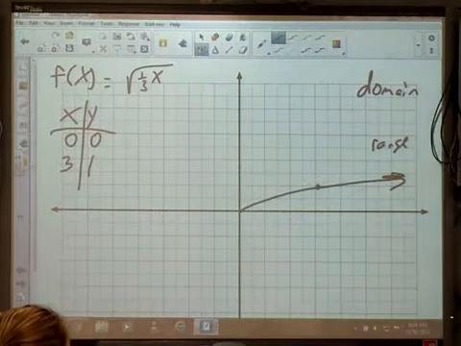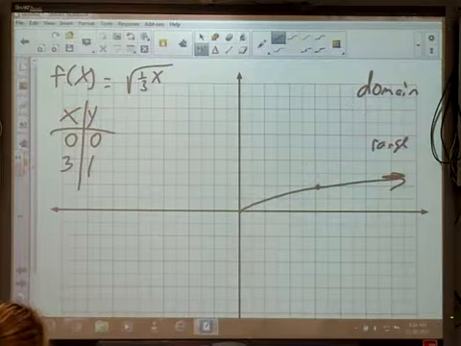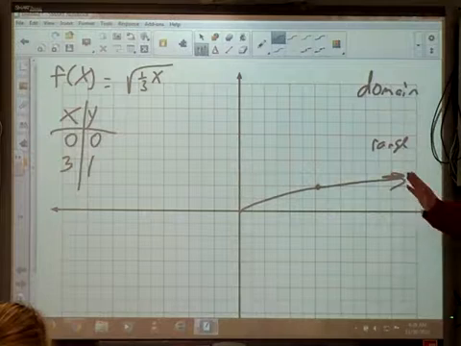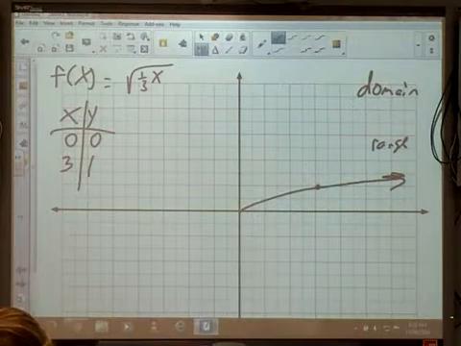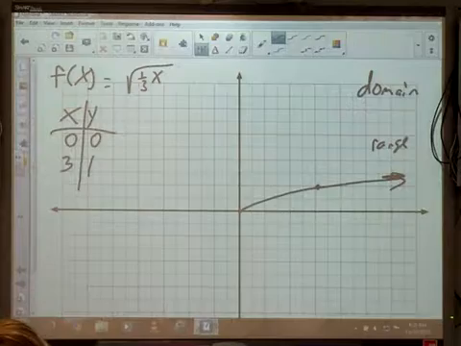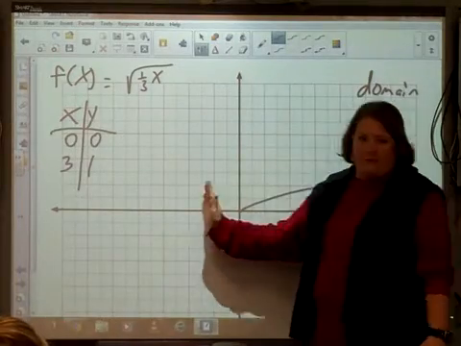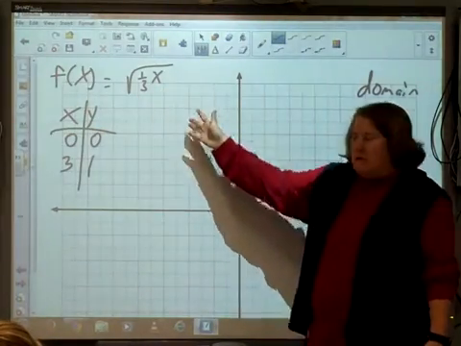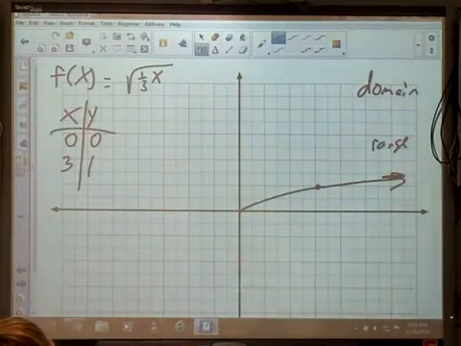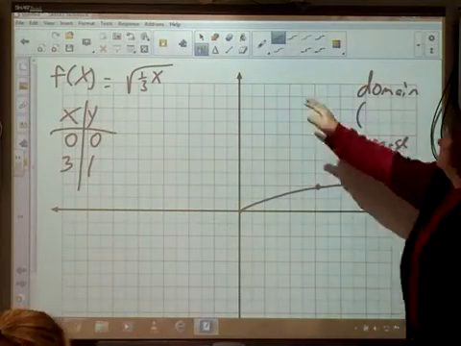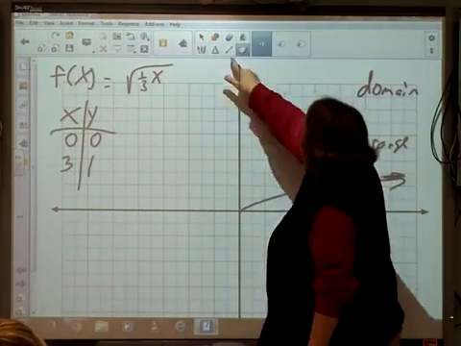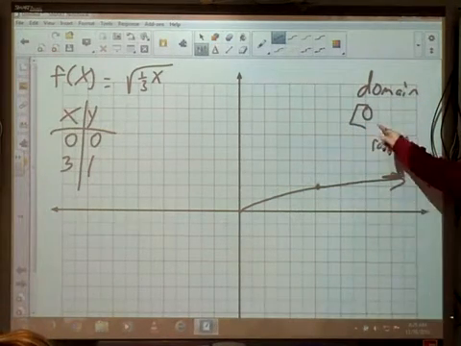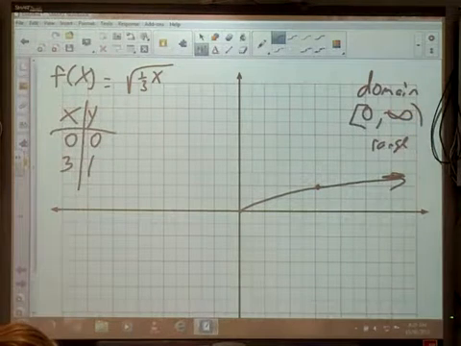Now, domain and range. That was the other thing that I asked you about. Domain is x's, it's left to right. This thing is going to keep going to the right forever. I mean, we could go to 27 like we talked about. It's going to keep going to the right forever, but it's not going to go to the left forever. If I get over here in the negatives, that's going to make that be imaginary. We talked about that. So I would say my domain goes from 0 to infinity.